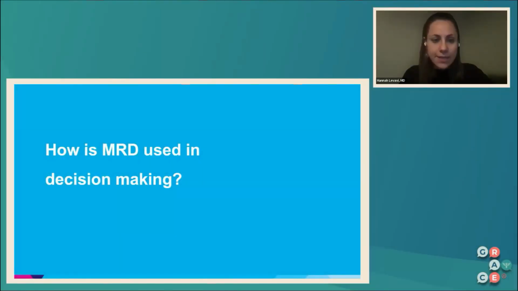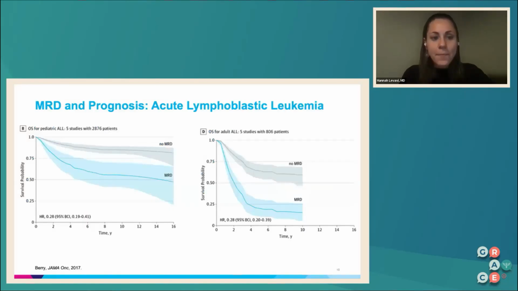So how do we use MRD in decision making? First of all, we know from a lot of literature, mostly from the evaluation of patients with acute lymphoblastic leukemia, or ALL, that MRD in blood cancers has a very strong correlation with prognosis. I'll give a few examples from the ALL literature and a little bit from the multiple myeloma literature, where we have a lot of growing literature about this.